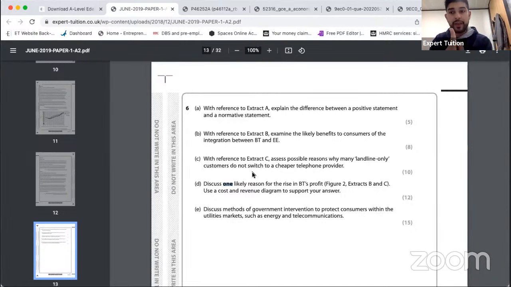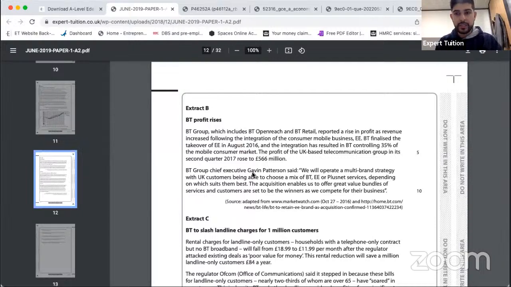Now, you're not going to do both because you're going to do one factor. And here we go. BT profit rises. BT Group, which includes BT Openreach and BT Retail, reported a rise in profits as revenue increased following the integration of the consumer mobile business EE. Oh, thank you very much. I don't even need to read anything else here. This is how you get 8 out of 8 analysis for a 12 marker like this. One, straight away you say, one reason for BT's profits rising may be due to the merger with EE. Nice. Two, get some application straight away. As extract B states, their profits rose to £566 million in the second quarter of 2017.